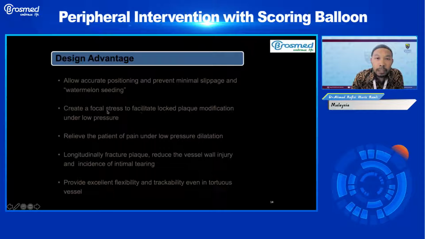And patient doesn't really experience that much pain even on the very high pressure. Okay. And also it provides excellent flexibility and trackability even in tortuous vessel, but most of the time I think for a lower limb is fairly quite straight. It's not really that tortuous.